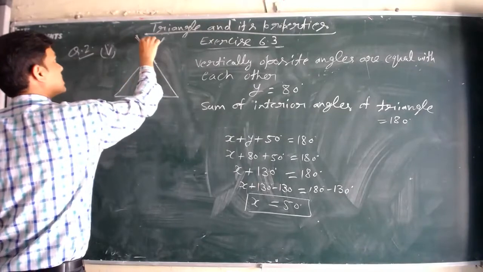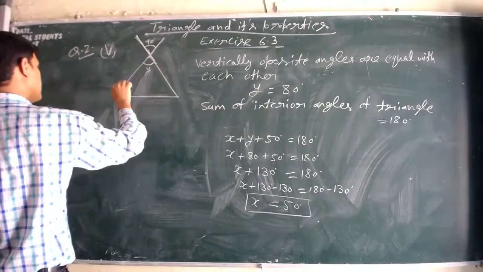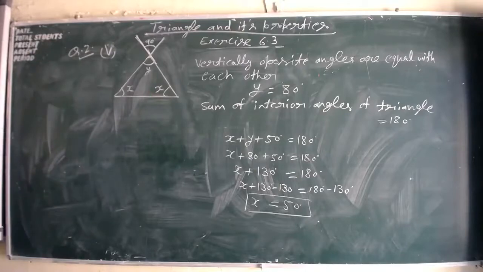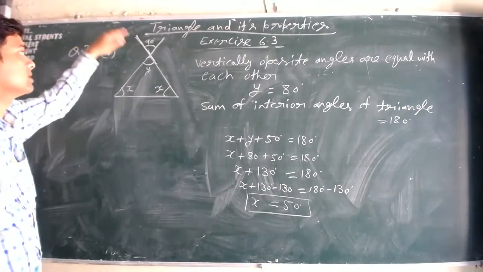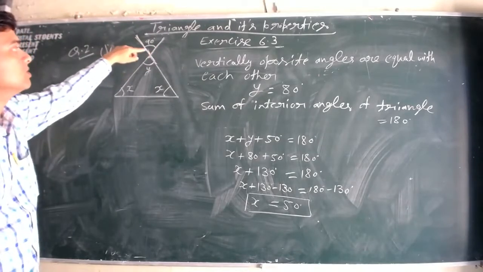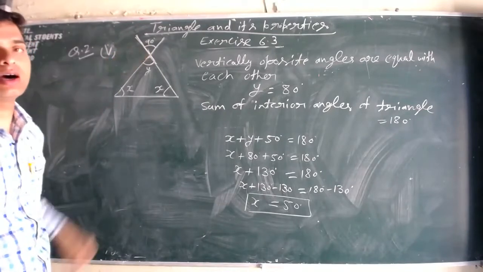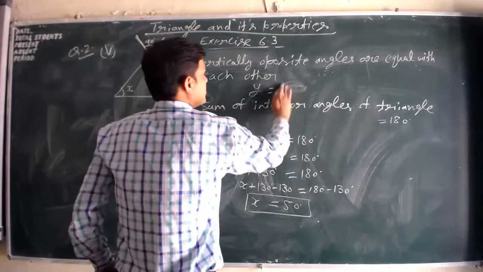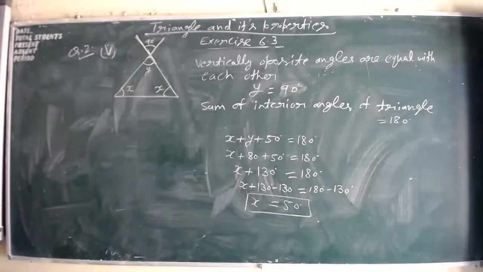This angle is equal to 90 degrees, this angle is equal to y, and this angle is equal to x, and this angle is equal to x. How can we calculate y, x, and x? Look, these two lines are intersecting with each other, so it is the common vertex of these two angles, and these two are vertically opposite angles. It means y is equal to 90 degrees.